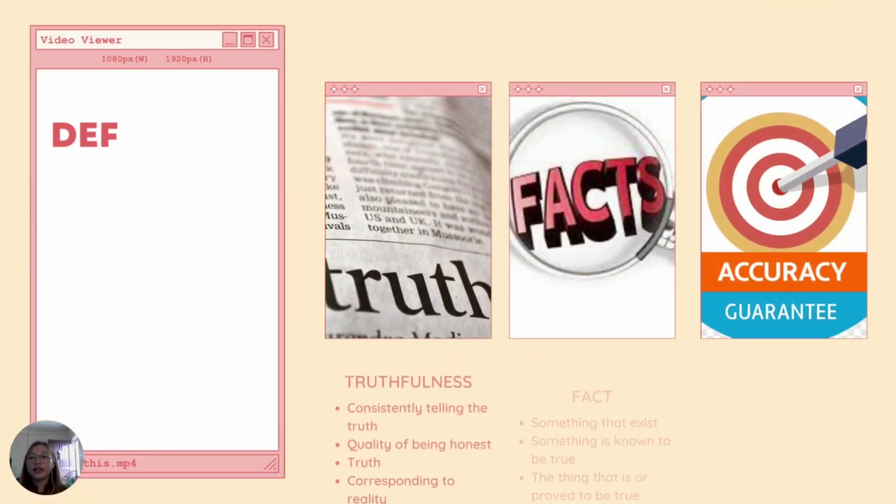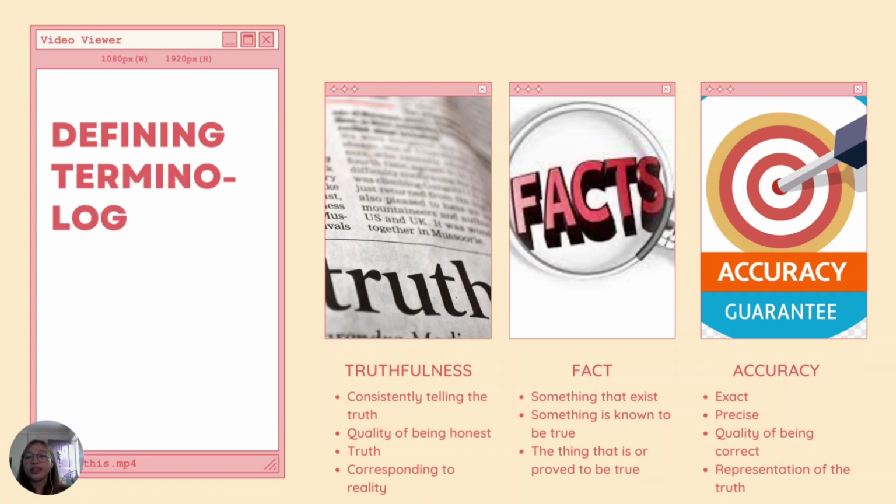First, let's define the terminologies we will encounter in today's discussion. Truthfulness. Truthfulness is a statement that has been proven to be true or correct. It is the quality of consistently telling the truth. For example, the Philippines is an archipelago of 7,107 islands. And it is true, and it is one of the qualities on how to describe the Philippines.